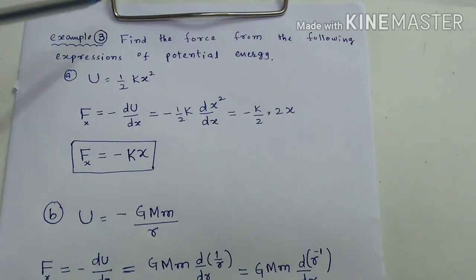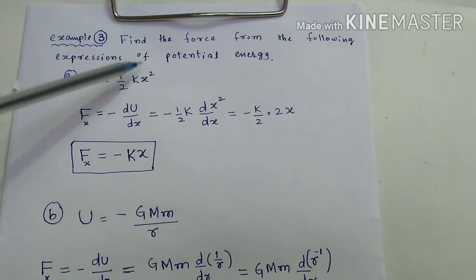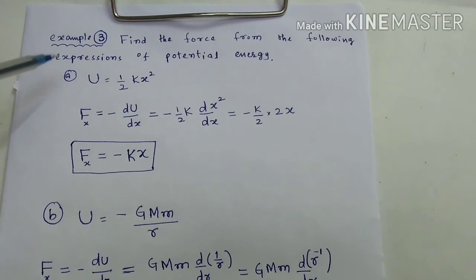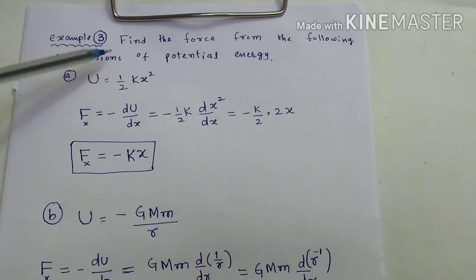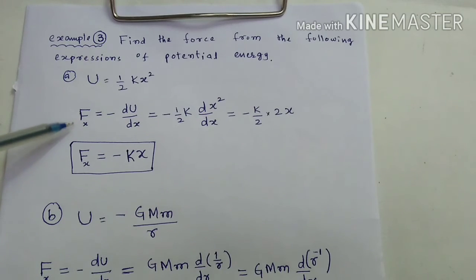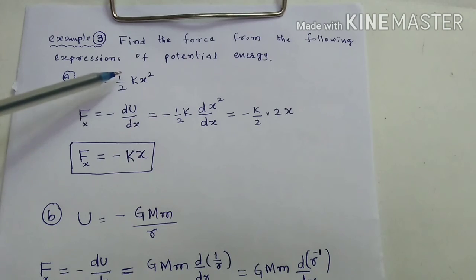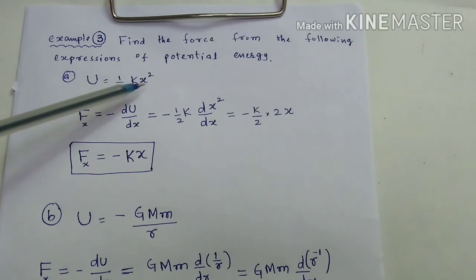This is example 3. Find the force from the following expressions of potential energy. Here potential energy is given, and from the potential energy we are going to calculate the force. Potential energy U equal to half kx square is given. The formula: Fx, this is the x component of the force, is equal to minus dU by dx.